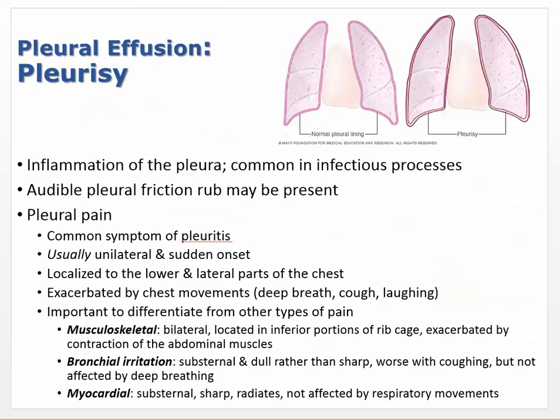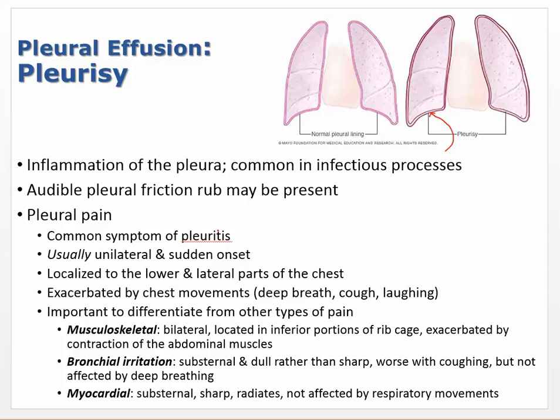All right, so let's talk about pleurisy. Pleurisy is painful, and it's just an inflammation of the pleura. So we have inflammation of this pleural lining and probably fluid moving into that area. It's common in infectious processes. An audible pleural friction rub may be present. Things aren't lubricated, things aren't moving the way they're supposed to.